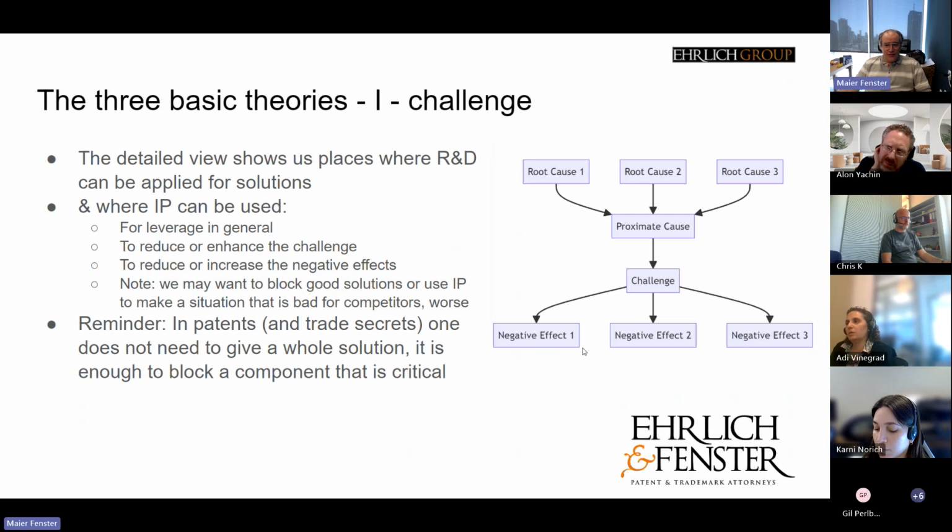Now, already, when you look at this, you can say, where might people want to do R&D? Maybe they want to do R&D to overcome this root challenge. Maybe they want to block this negative effect. The minute we say where people are going to want to do R&D, as IP people, we can say, here's where we're going to file a patent which will prevent them from doing R&D or using the results of R&D.